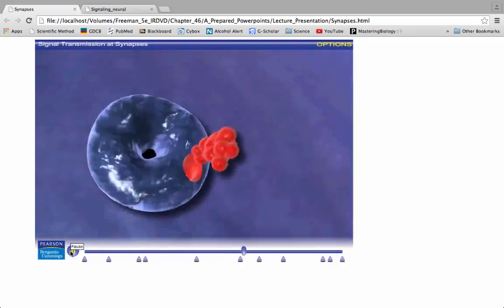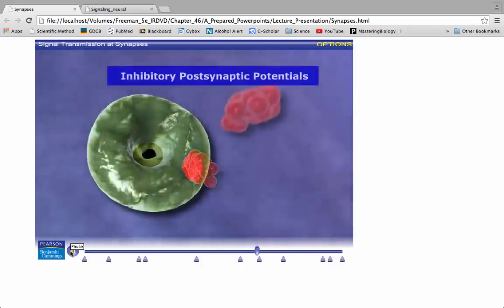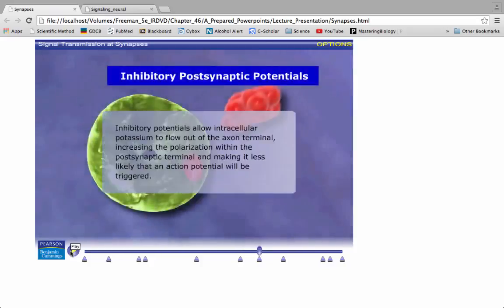The binding of neurotransmitter with its receptor causes the ion channel to open. Inhibitory potentials allow intracellular potassium to flow out of the axon terminal, increasing the polarization within the postsynaptic terminal and making it less likely that an action potential will be triggered. This is one kind of potential that can be generated in the postsynaptic cell.